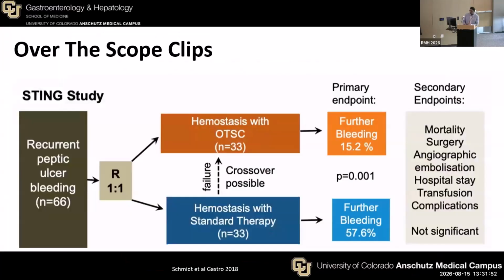and you get hemostasis. So what is the data that shows for over the scope clips? This was the first randomized control trial that was done in 2018, almost 8 years ago. We've had them. It looked at refractory bleeding. And you can see if you use standard therapy for refractory bleeding versus an over the scope clip, the chances of recurrent bleeding are significantly less if you use an over the scope clip as compared to standard therapy.